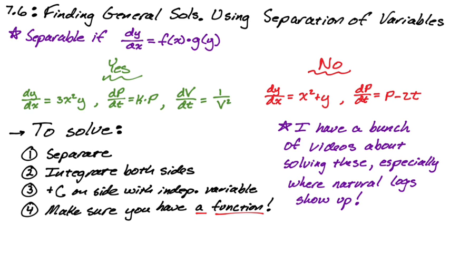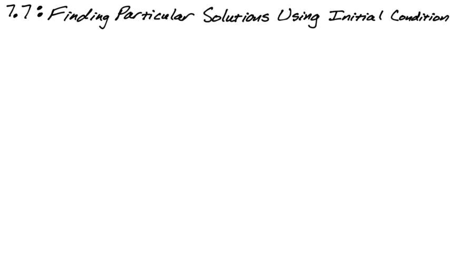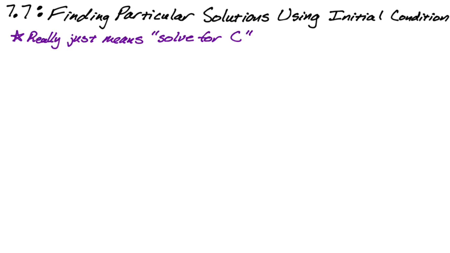All right, let's take a look at 7.7. 7.7 is finding particular solutions using initial conditions. It broke my heart one year. One of my best students ever, days before the exam, said, "I don't know what it means when it says find the particular solution." I was like, oh no. Find a particular solution really just means solve the thing and solve for C. That's all we really need.